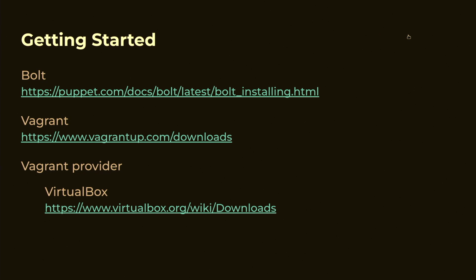So to get started, you need three things: Bolt, Vagrant, and then you need a Vagrant provider, a virtualization provider, because what Vagrant does is spin up virtual machines, right? Actually, what Vagrant does is spin up whatever you tell it to spin up. That can be virtual machines, that can be containers, that can be cloud instances. There are actually other ways of doing this besides just using a virtualization provider.